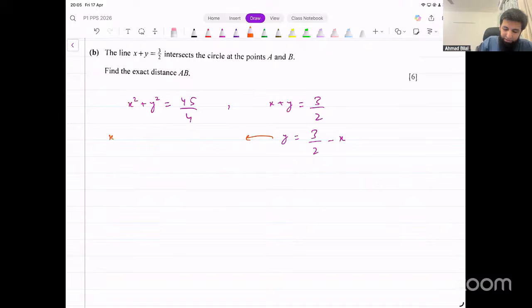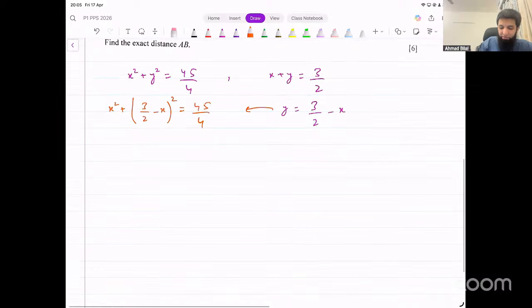That gives us x squared plus y squared. That will be 3 over 2 minus x whole squared equals 45 over 4. That's a quadratic equation. Let's simplify this. a minus b whole squared will be a squared, which is 9 over 4, minus 2ab. 2 into 3 over 2, that's 3. 3 into x, that is 3x, plus b squared, which is x squared. This is equal to 45 over 4.